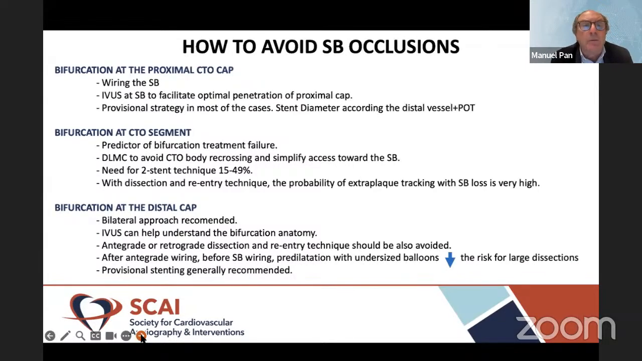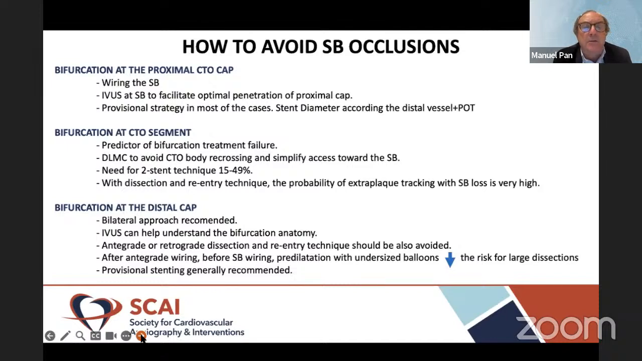How to avoid side-branch occlusion is in the paper. We describe different strategies regarding the location of the bifurcation with respect to the CTO. For a bifurcation located at the proximal cap, this is the easier situation, and the recommendation is first wiring the side branch, the use of IVUS to facilitate the optimal penetration of the proximal cap, and use the provisional strategy in most of the cases.